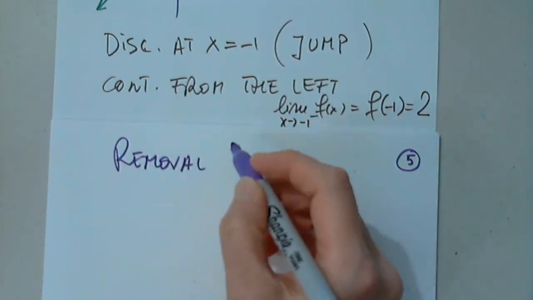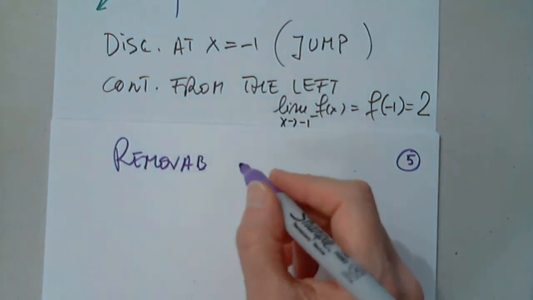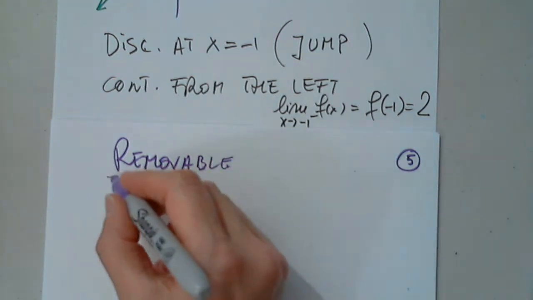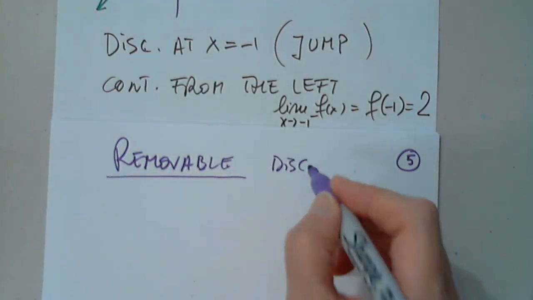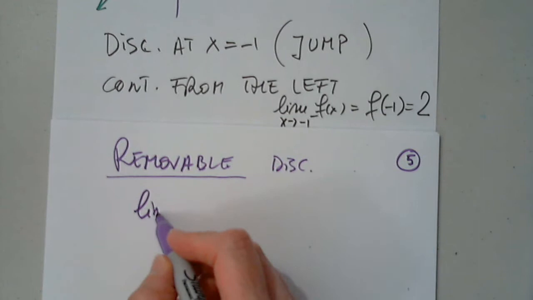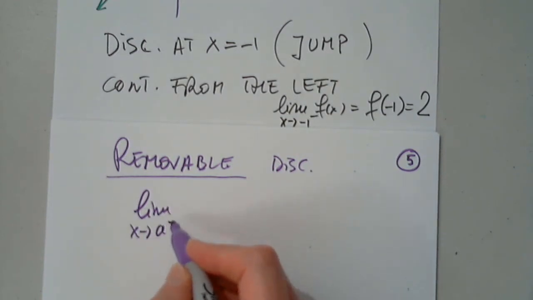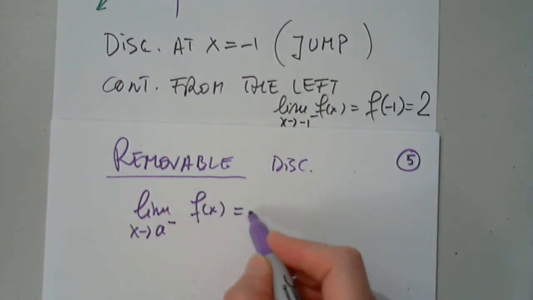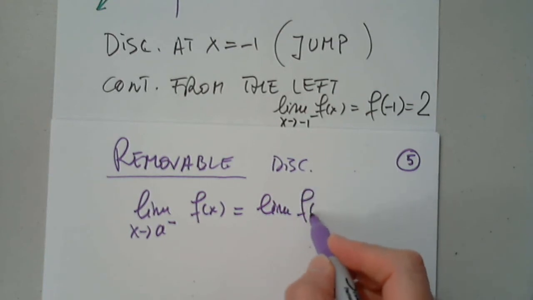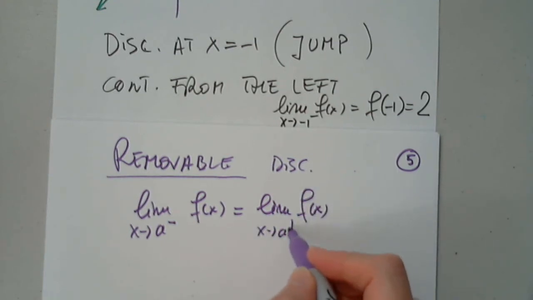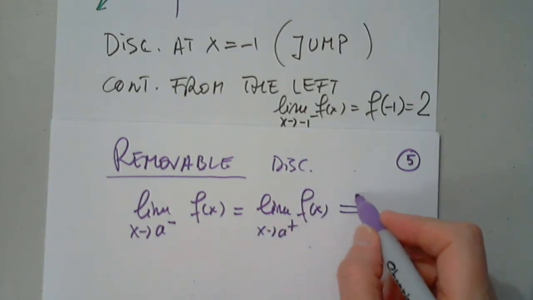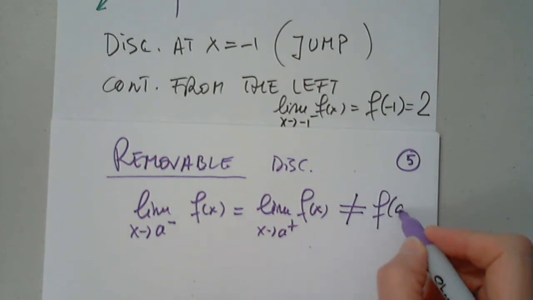A removable discontinuity has again this property. The limit as x approaches a from the left of f of x equals the limit of f of x as x approaches a from the right, but the only thing is that it does not equal f of a.